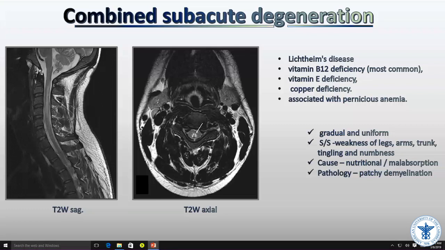So the corticospinal tract does not get affected to that extent like the dorsal column. And it's generally a very gradual disorder that develops. You can get some weakness, and usually nutritional malabsorption. If it's in its early stages, it's completely reversible, and it's quite a dramatic thing to see clinically when these patients recover.